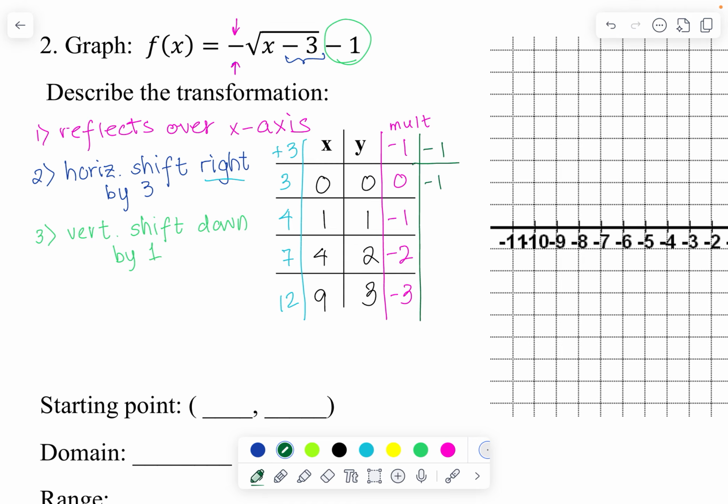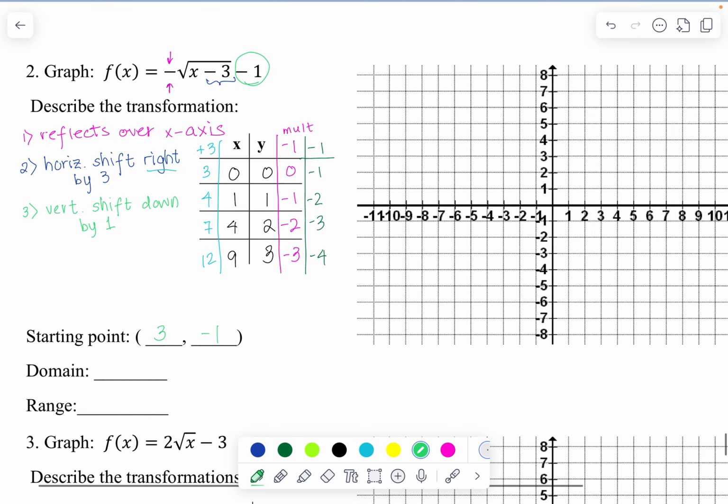And notice how, because of that negative sign, we've got a reflection over the x-axis. This is curved down and to the right. Don't forget your arrowhead. Down and to the right. Because of the reflection, there is a curve down and to the right. Make sure you're graphing correctly.